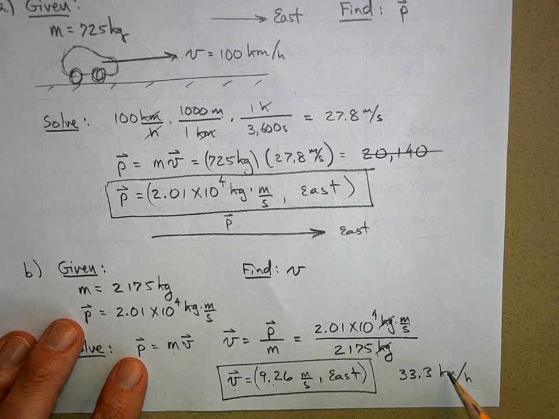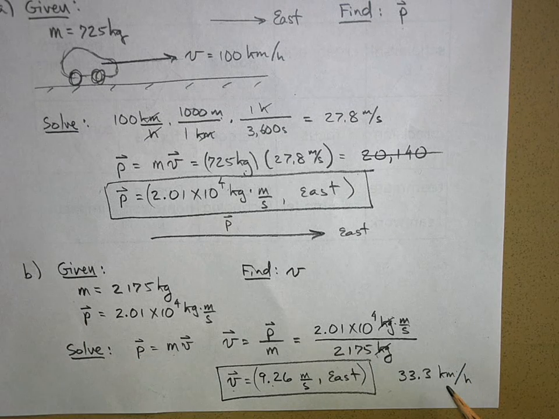I mean, the compact car is going 100 kilometers per hour. This big SUV or whatever is going a lot slower, but it has the same momentum. So you can have the same momentum as something that is a lot more massive than you. But what do you have to do? You have to go a lot faster, because it's the product of mass and velocity.